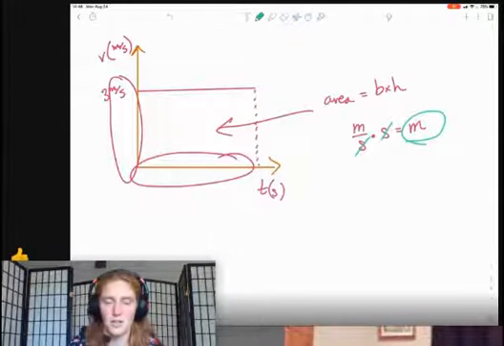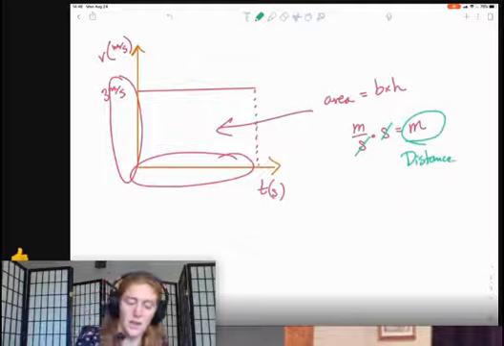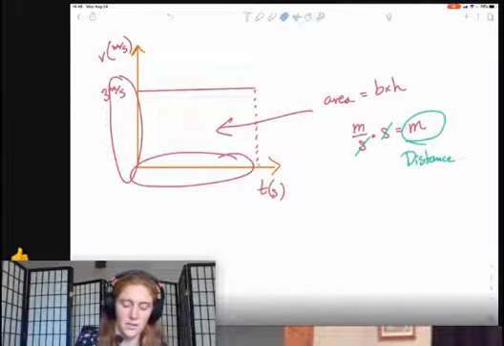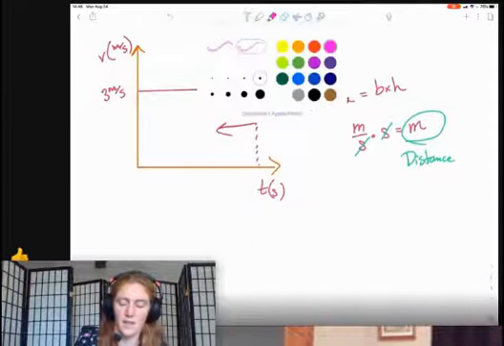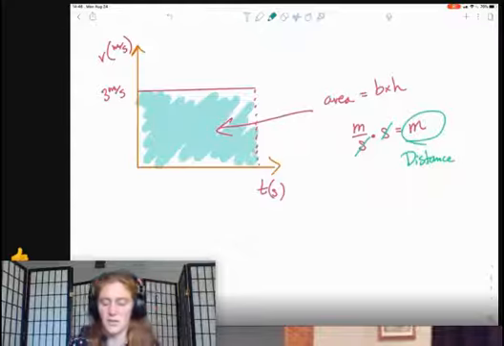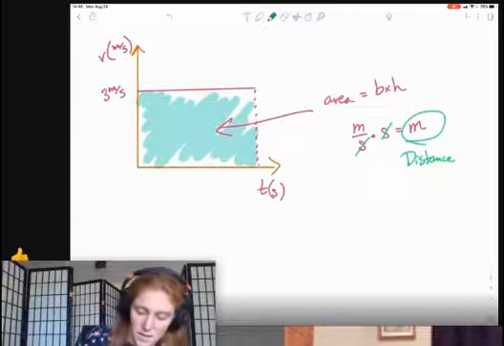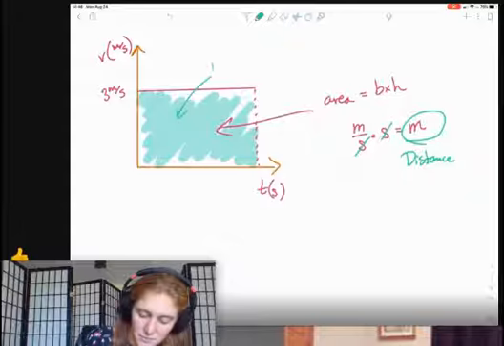What do meters measure? Distance. Cool. So I could take a velocity versus time graph, and if I know the area of this, that is going to be how far I went. So that is my distance traveled.